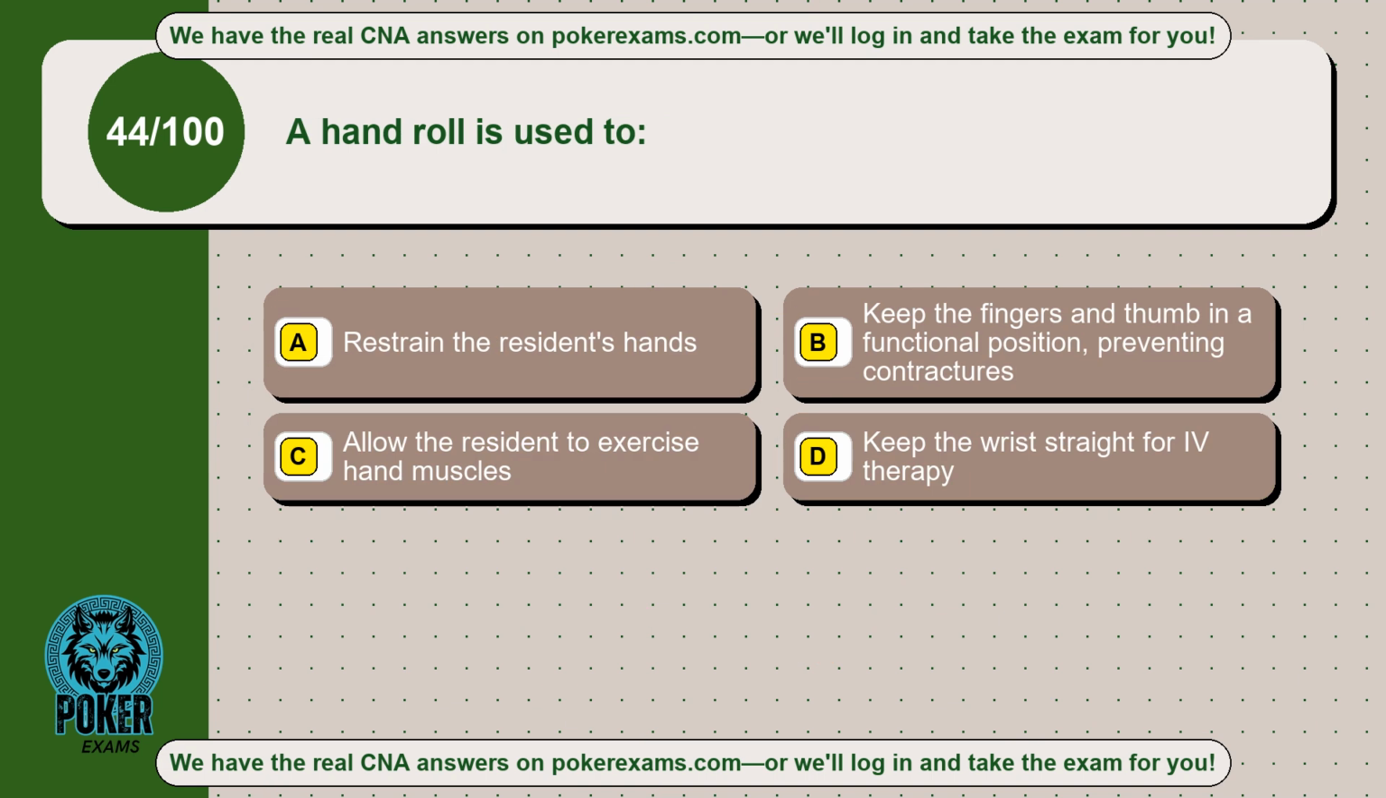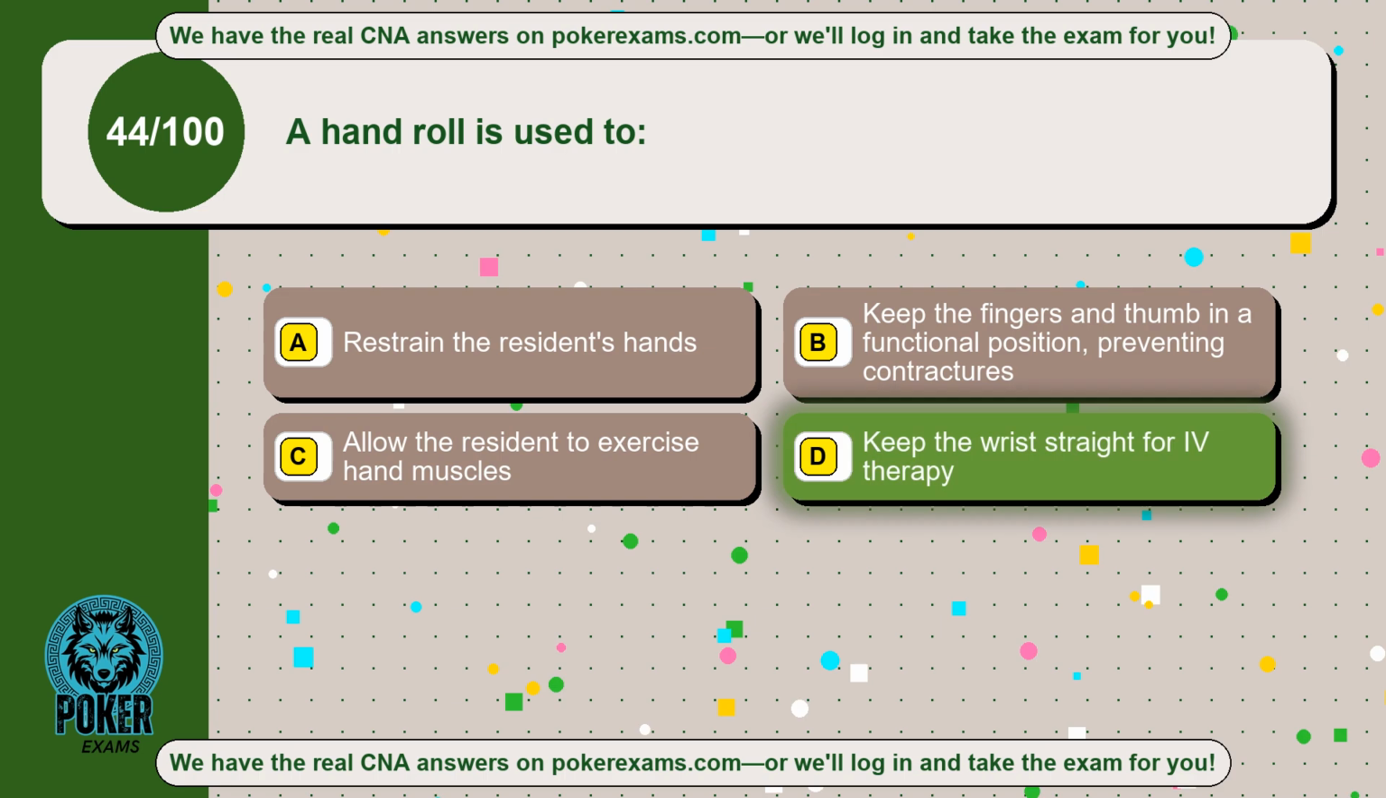Question 44. A hand roll is used to? Option A, restrain the resident's hands. Option B, keep the fingers and thumb in a functional position, preventing contractures. Option C, allow the resident to exercise hand muscles. Option D, keep the wrist straight for therapy.